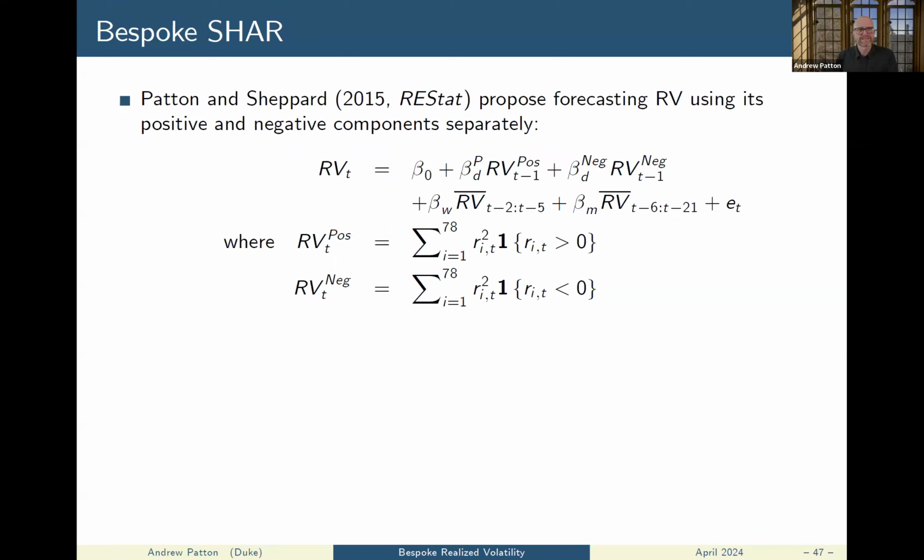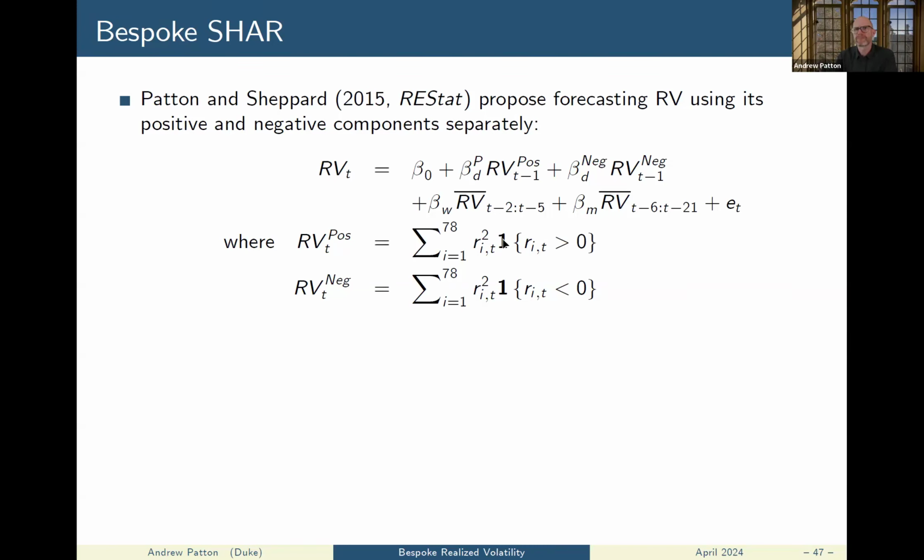Another extension of the HAR model is one that I published with Kevin Sheppard back in 2015. This is where we decomposed volatility into upside and downside components. This is so-called realized semivariances. These were proposed by Barndorff-Nielsen, Kinnebrock, and Shephard. So Barndorff-Nielsen and Shephard are all over this literature.